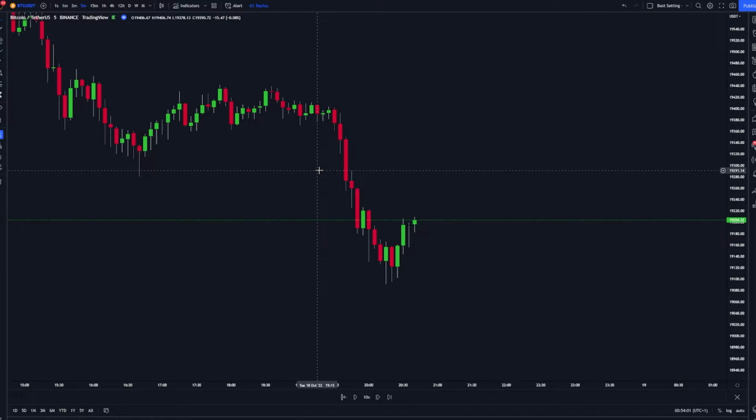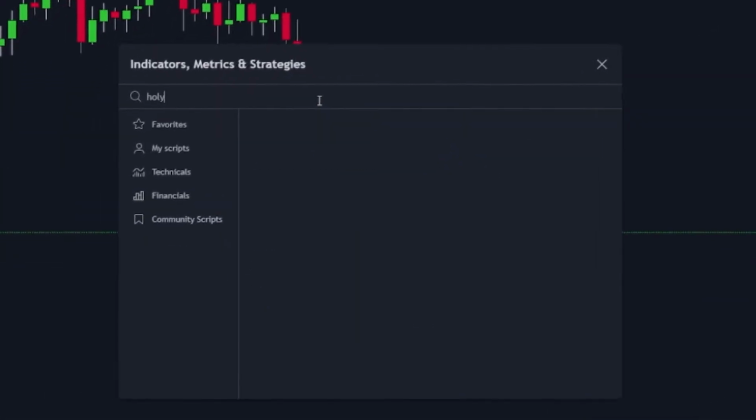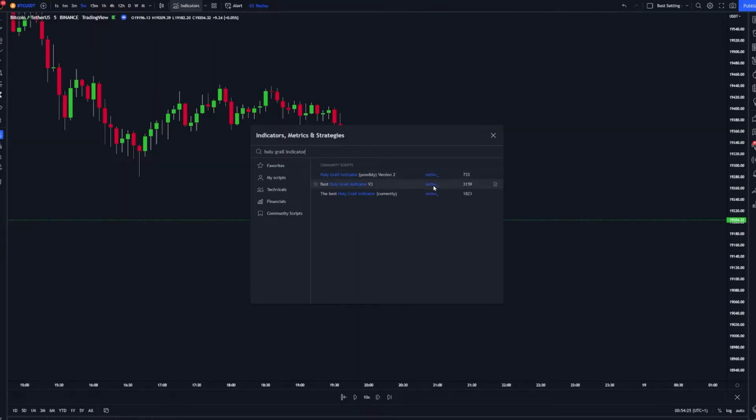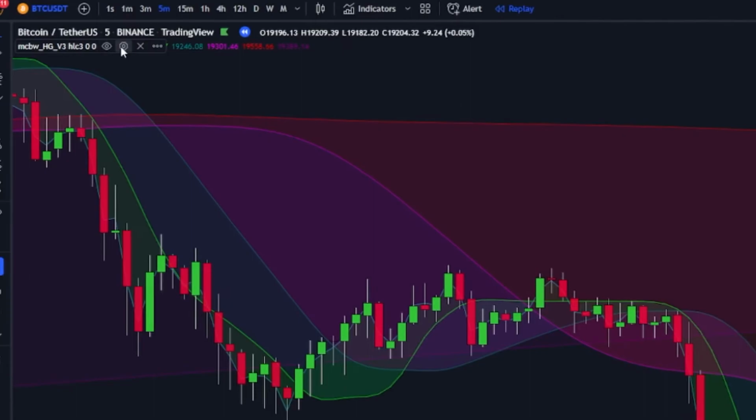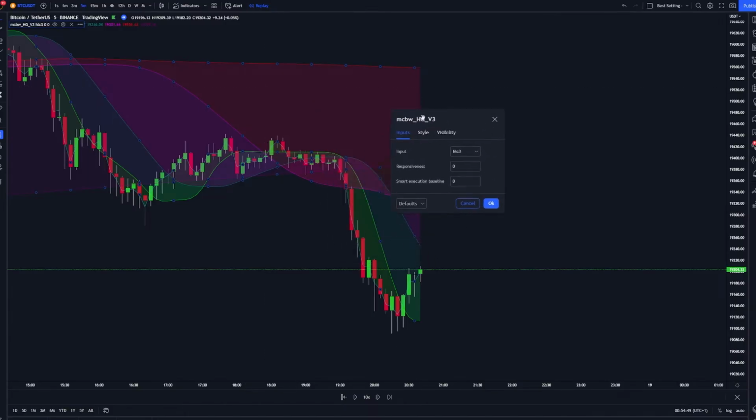So here we are on TradingView, and the first thing that you guys want to do is head over to the top left of the screen and press on indicators. Type in Holy Grail and head over to this one right here by MCBW. Now before we do anything, you need to adjust the settings of this indicator, so press the settings button next to the indicator right here and follow these steps.